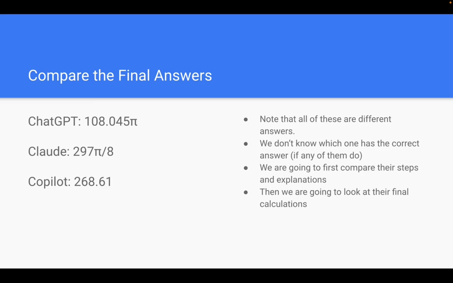So if we compare all of the final answers, we have that they are all different. We have no idea if any of them are actually correct. One could be correct and two could be wrong, or all three of them could be incorrect. We don't know right now. We can use Wolfram Alpha to determine the accuracy of these outputs, but before that, we're going to look at the outputs themselves and see if we can notice anything about the three different processes.